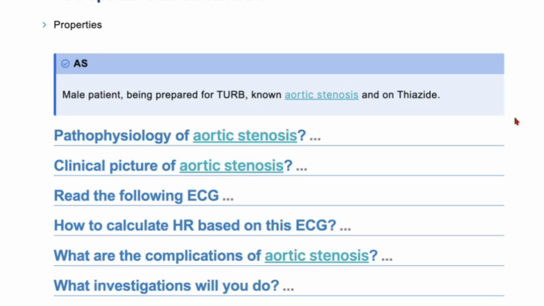All right, you have a male patient being prepared for surgery, and he has aortic stenosis and is on thiazide as well. What's the pathophysiology of aortic stenosis? So the pathophysiology of aortic stenosis can be split into left ventricular hypertrophy, increased afterload, and then decreased preload.